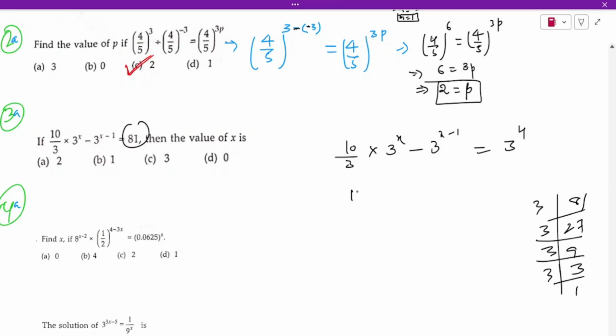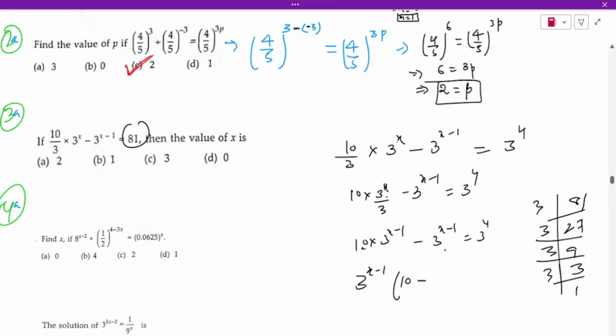Now here we can find that 10 and 3 to the power x, and here division. So by using the quotient rule, we can write it simply as 10 times 3 to the power x by 3 minus 3 to the power x minus 1 is equal to 3 to the power 4. Now this is simply 3 to the power x minus 1. So 10 times 3 to the power x minus 1 minus 3 to the power x minus 1 is equal to 3 to the power 4. So by taking 3 to the power x minus 1 common from these two terms, we will get 3 to the power x minus 1 times 10 minus 1, since 1 is left out, is equal to 3 to the power 4.